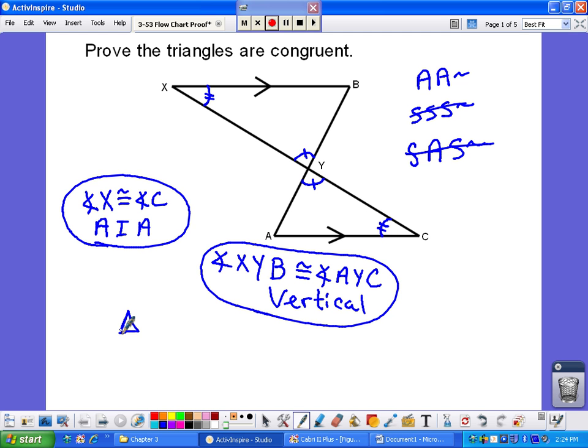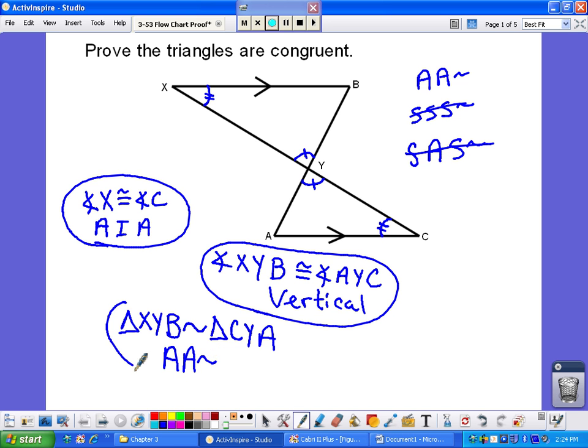I will label the first one triangle XYB. Once you label the first one, you have to be careful how you label the second one. Angle X must go with angle C, so I must start with C. Angle Y must go with angle Y, it's one of my Y angles. And then the last one would be A, because B and A match up. The reason I know these two triangles are similar is angle similarity.